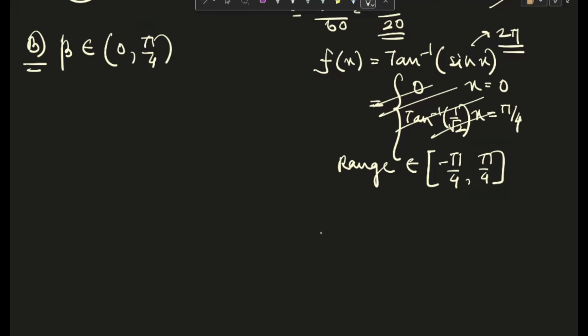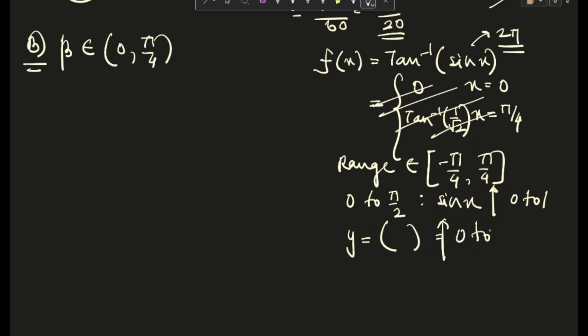Now if we observe from 0 to pi by 2, I am doing all this because in the exam hall you won't have any online graph drawing tools, and you can't see whether the curvature is looking like this. You have to find it out. So from 0 to pi by 2, sin x increases from 0 to 1. You all know that, right? So y equals tan inverse sin x, whatever it is, will increase from 0 to pi by 4.